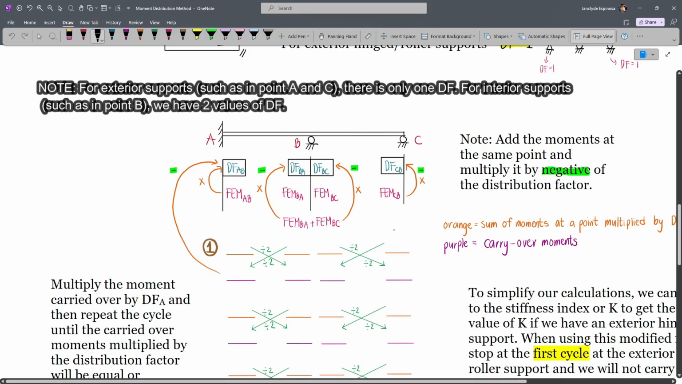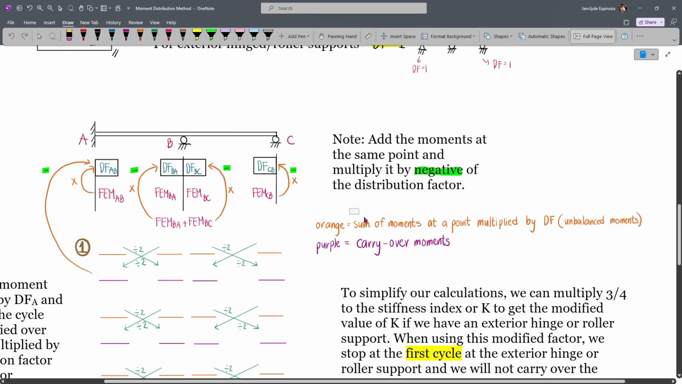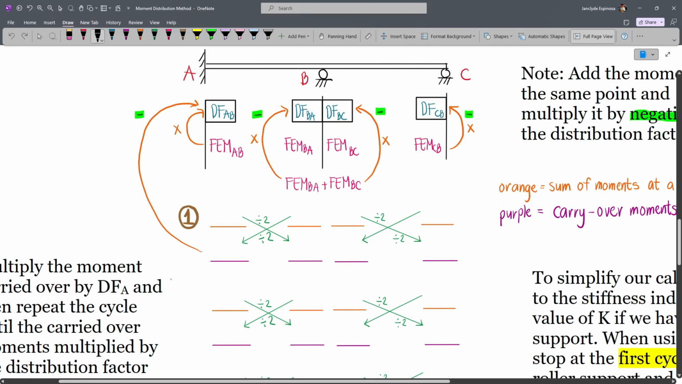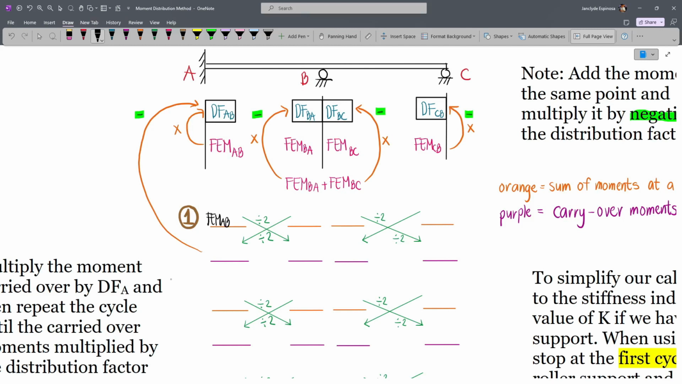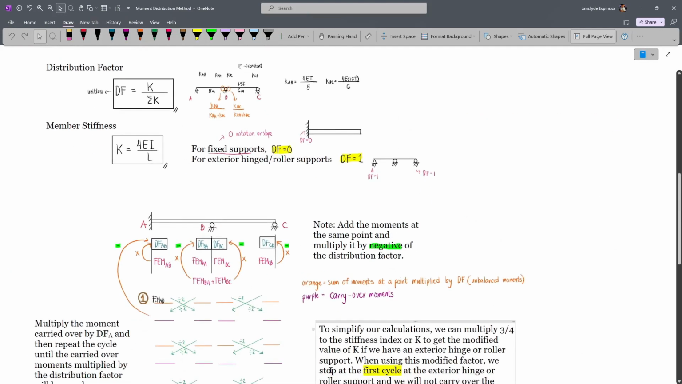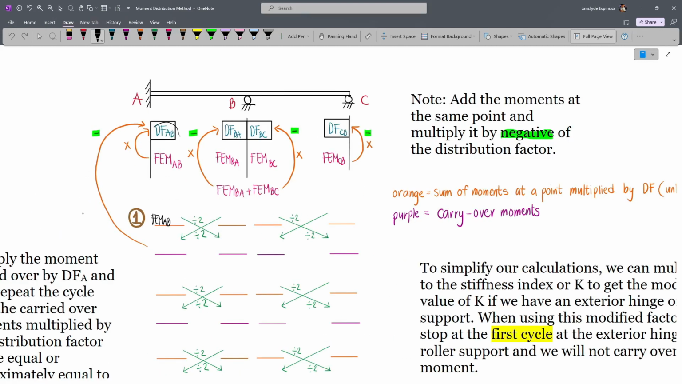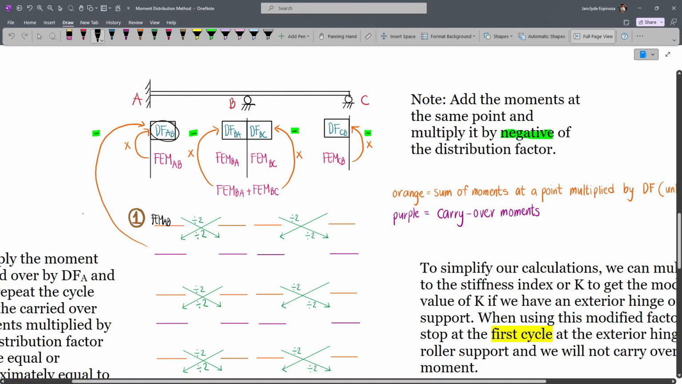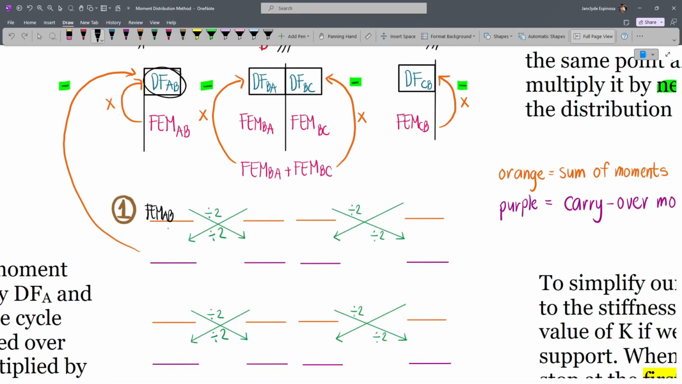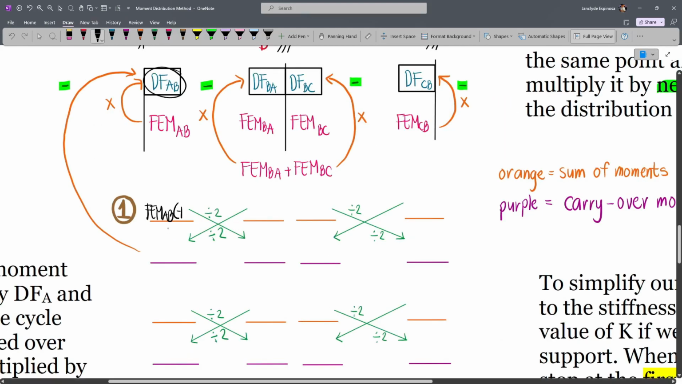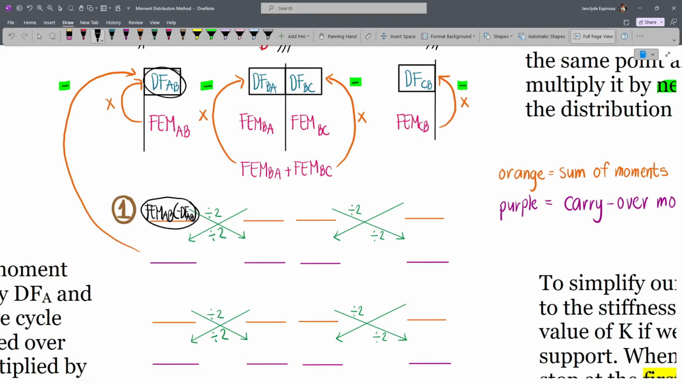Now itong orange pala na underline, ito yung sum of moments at a point multiplied by DF. Or simply, yung tawag natin dyan is unbalanced moments. So let's say, for this one, this will be FEM AB multiplied by the distribution factor. However, we have to remember that we'll multiply the FEM by the negative of the distribution factor. And so yung mangyayari dito, we will multiply the FEM, but we will consider the DF as negative. And so this will be FEM AB times negative DFAB. Ito yung value natin para dito.